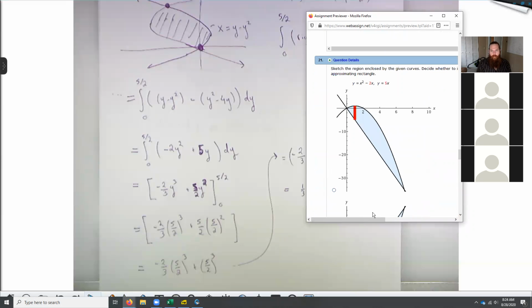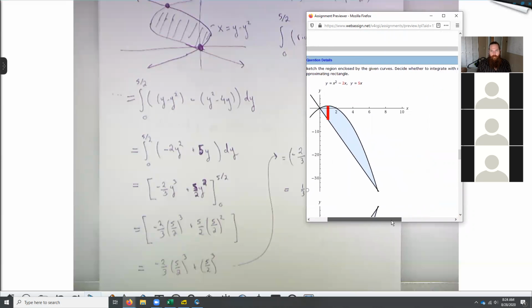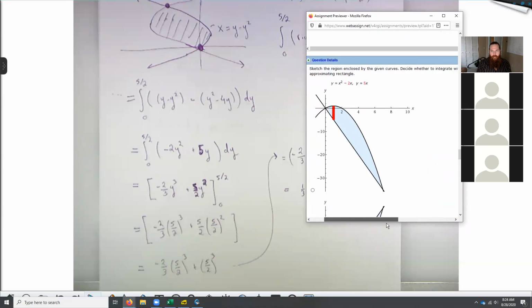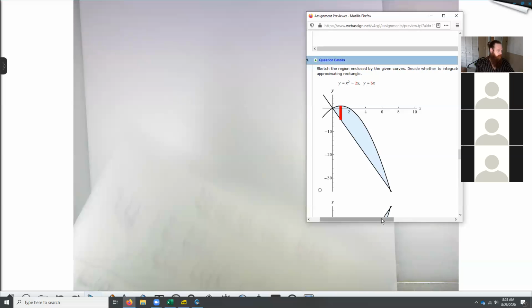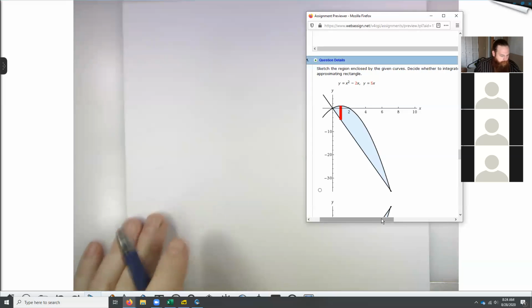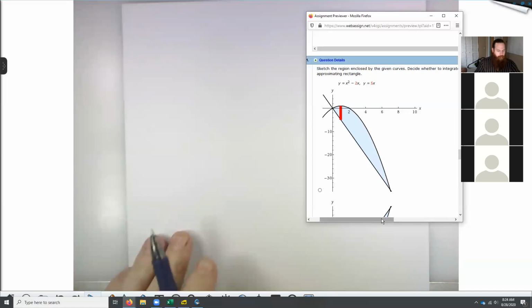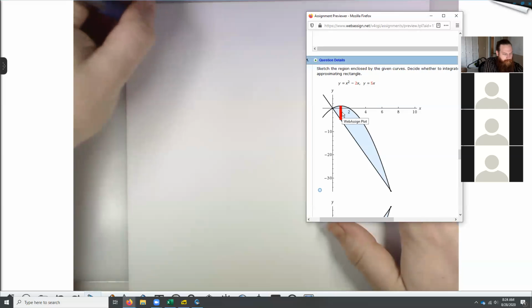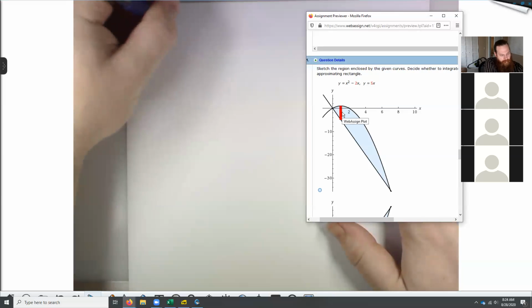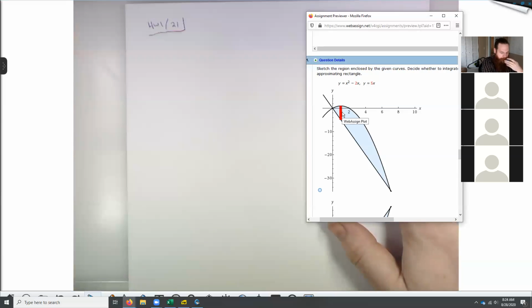But we can take a quick look at 21 here, which asks us to find the area bounded by these two curves. Sketch the curves, find the area. They also want us to draw in one of those little Riemann rectangles. There's a reason for that. It's because in the next section, when we start talking about volumes, drawing in these little rectangles is going to actually be pretty important. So this will be our last example problem for the day. Last homework problem, sorry.